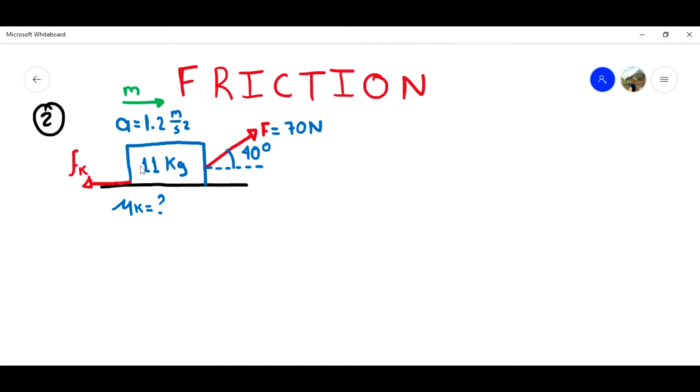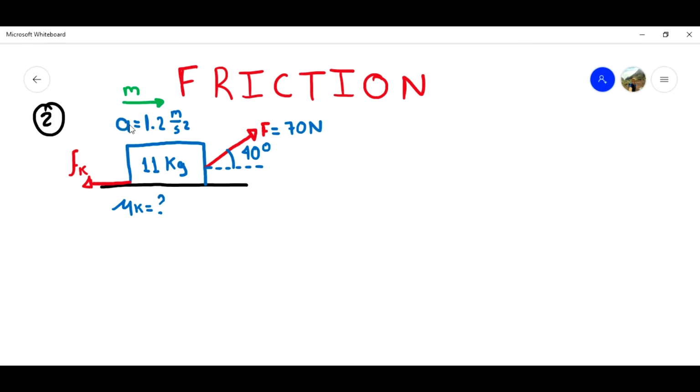So in this case, we got a horizontal surface in which there is a block of 11 kilograms. This block is being pulled by a force of 70 newtons. This force has an angle with the horizontal line of 40 degrees. Also, the direction of the motion is to the right.